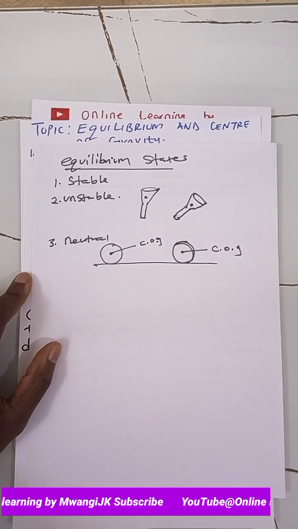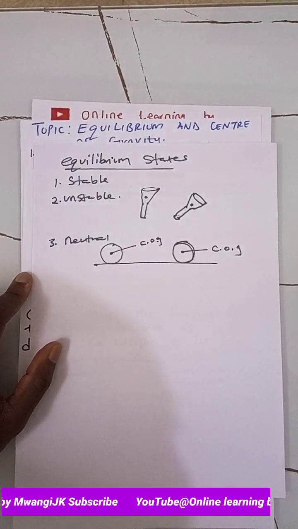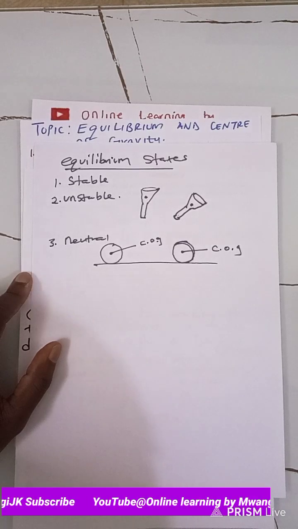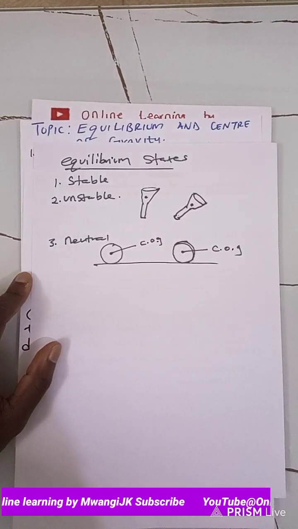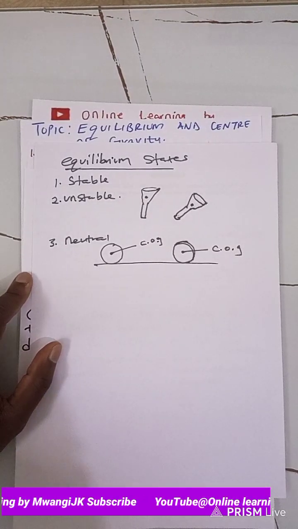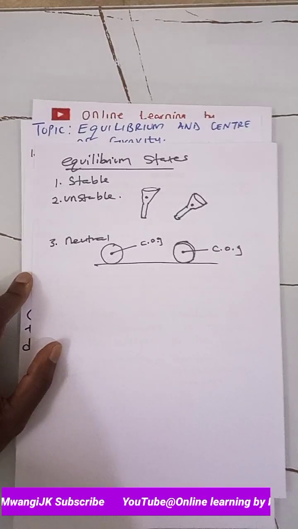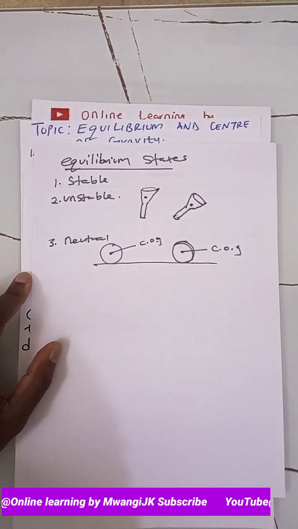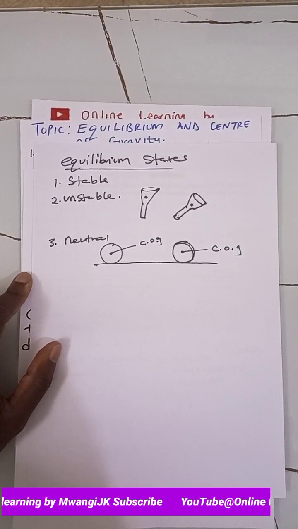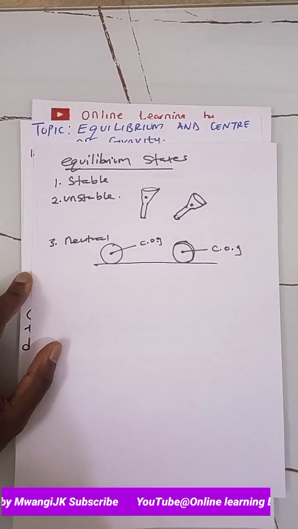So there are some conditions for equilibrium. We talk about the conditions of equilibrium. The sum of forces on the body in one direction is equal to the sum of forces acting on the body in the opposite direction. That is one condition of equilibrium. Another condition of equilibrium: the sum of clockwise moments about a point should be equal to the sum of anticlockwise moments about the same point. Those are the two conditions of equilibrium.